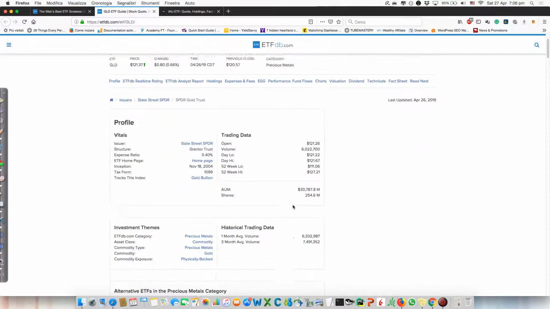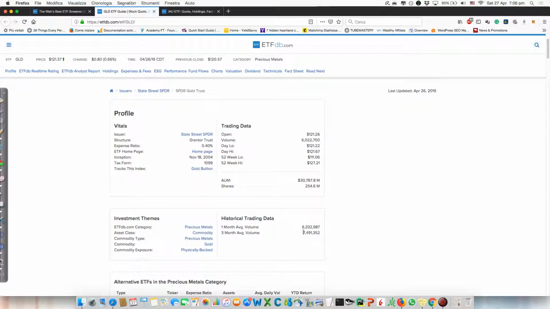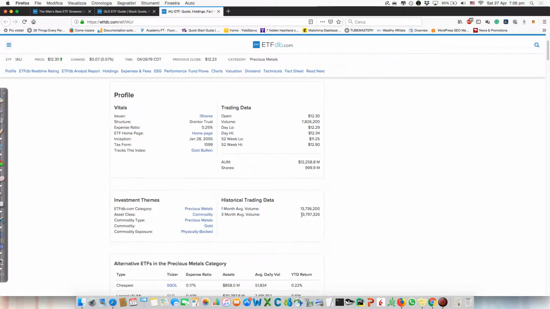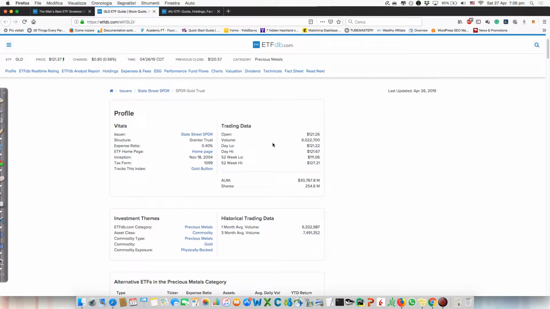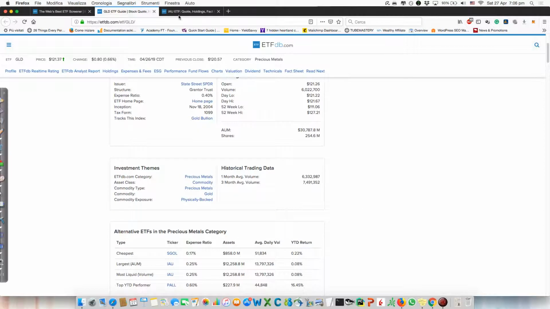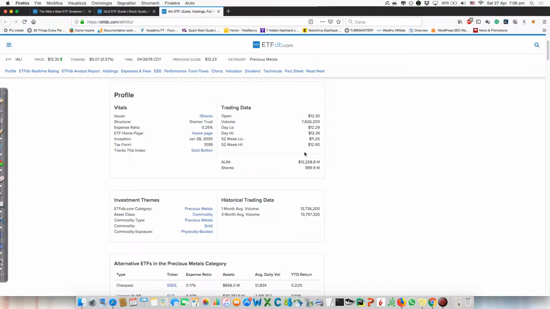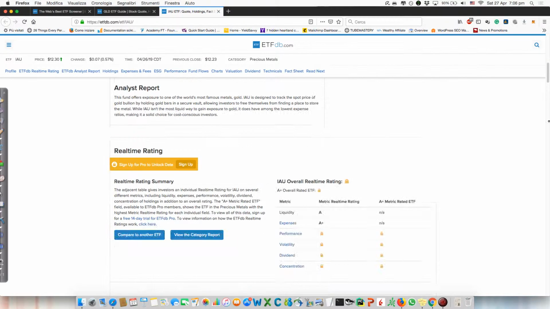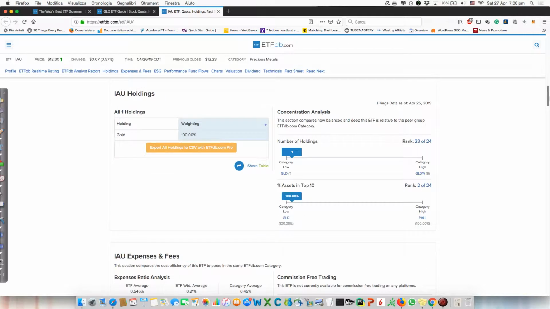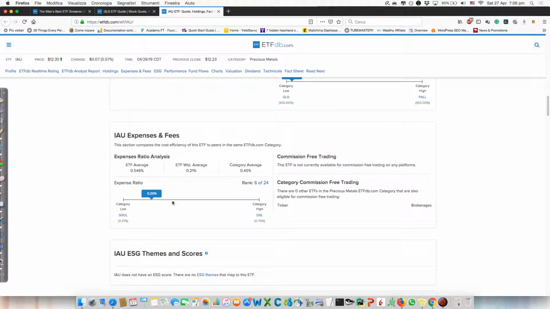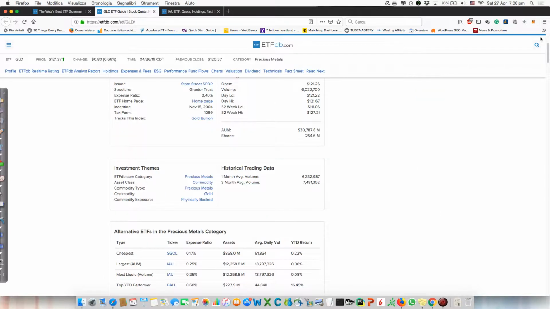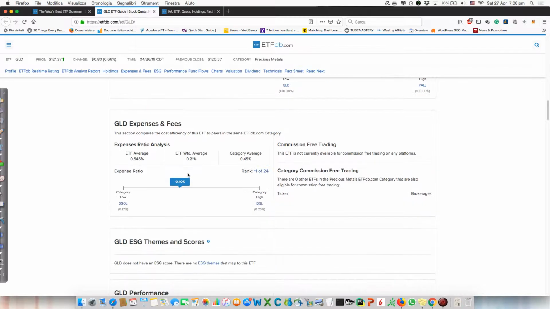Now, the average volume over 3 months is 7.5 million, and here is 13, so both are quite good. This is the one that we are looking at, the 0.25%. So we have more volume. Okay. Asset under management, this is 30, this is 12 million, so both of them are good. Then we can go down and we will see the expense ratio here, the 0.25 compared to the 0.40.